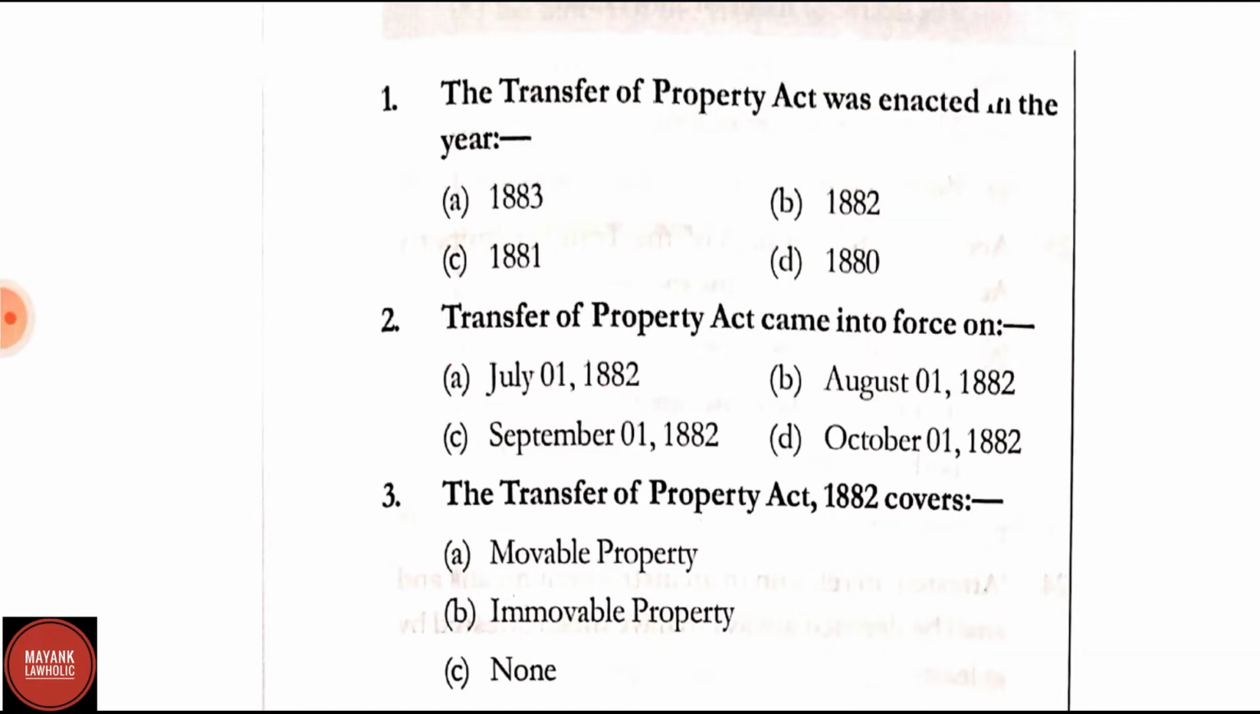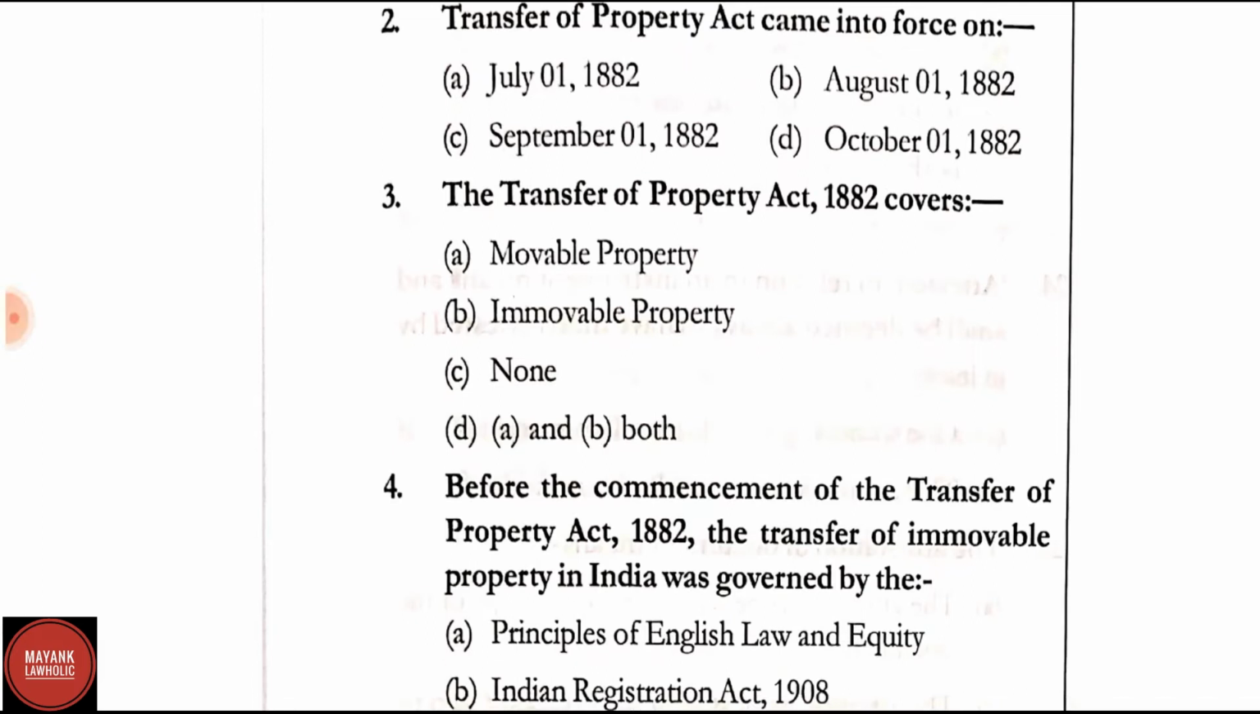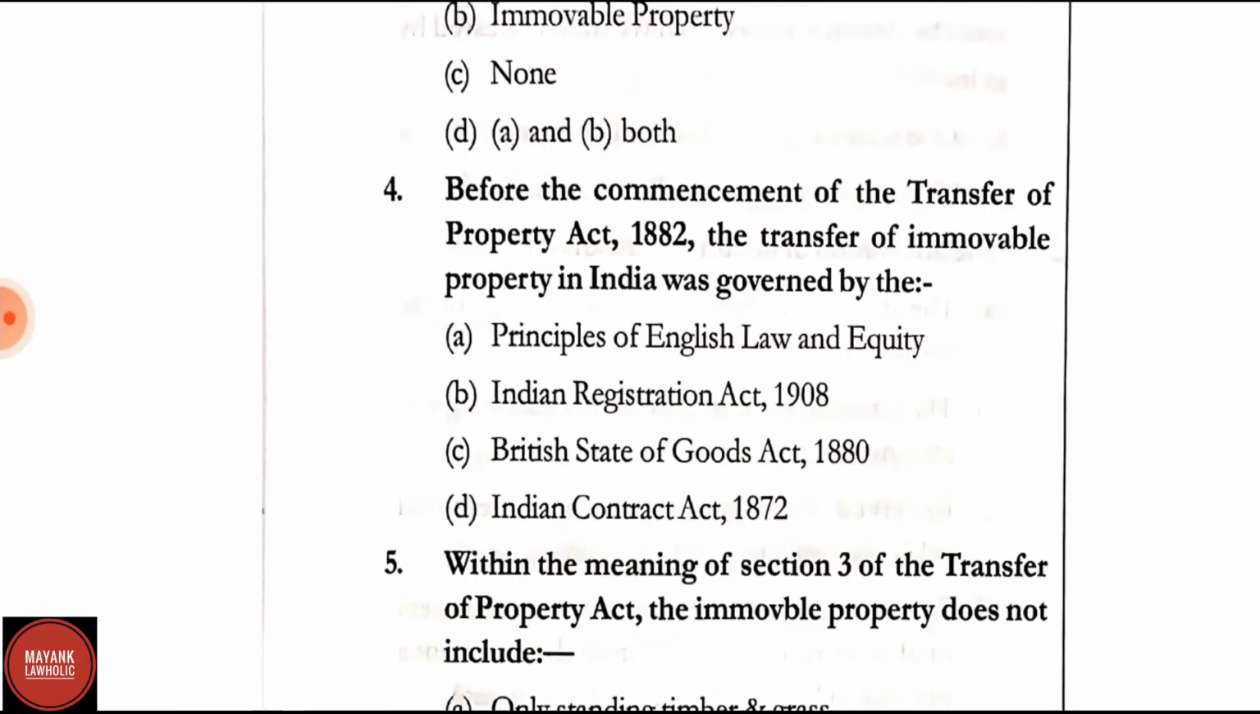Option B is the correct answer. Transfer of Property Act came into force on July 1st, 1882. Option A is the right answer. Question 3. The Transfer of Property Act 1882 covers: movable property, immovable property, none, or A and B both. Correct answer is D. That is, movable and immovable property both are covered under the Transfer of Property Act.